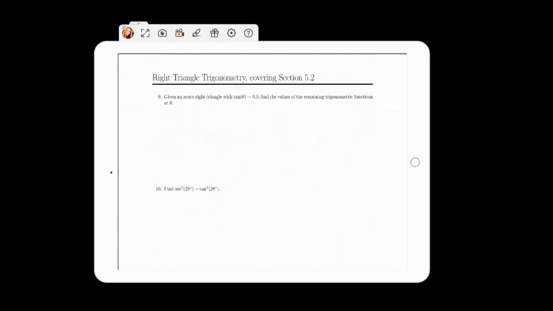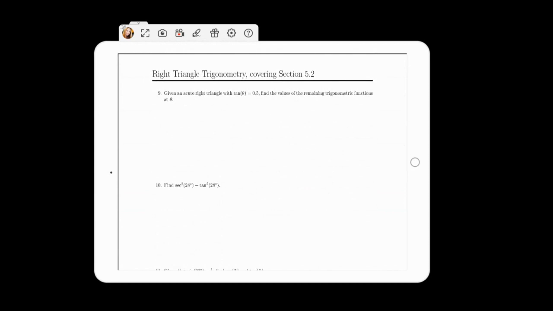Okay, just one more page with a few more examples to make sure that we really understand this well. Okay, so in number 9, we're given an acute right triangle with a tangent of 1/2, and we're asked to find the values of the remaining trig functions of this angle.